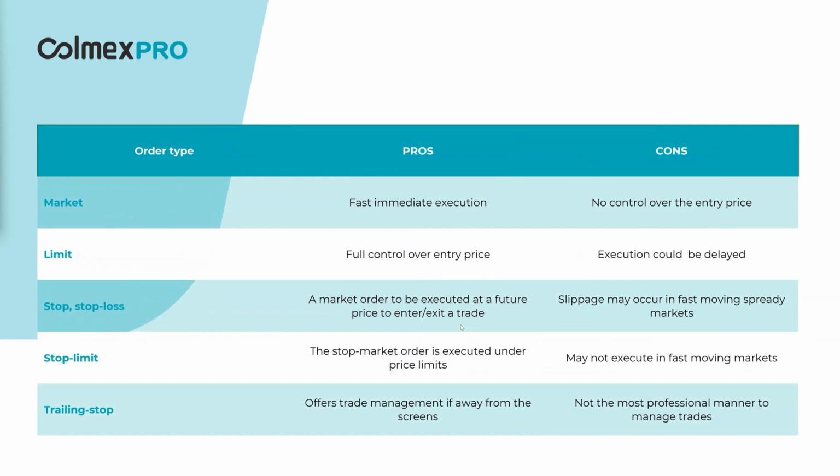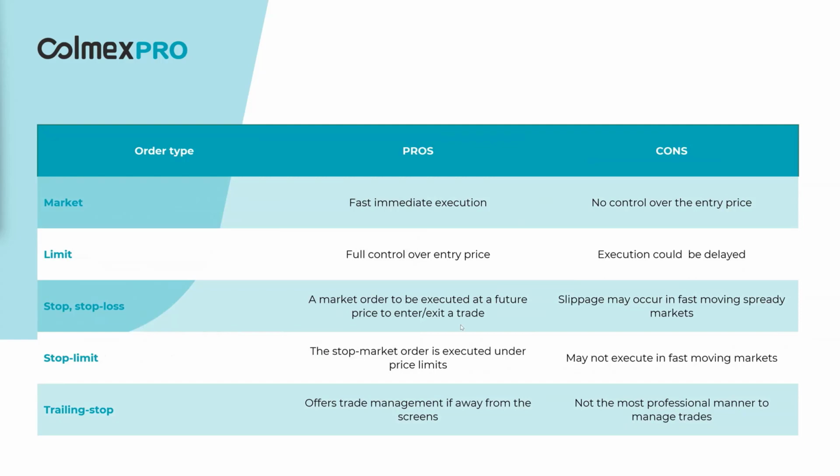So we've covered the basic two orders, market and limit. Let's look at the rest and also highlight the pros and cons. So first, as we discussed before, we have market orders which have fast, immediate execution, and the downside is you have no control over entry price. With limit orders, you have full control over entry price, but execution could be delayed or even missed.